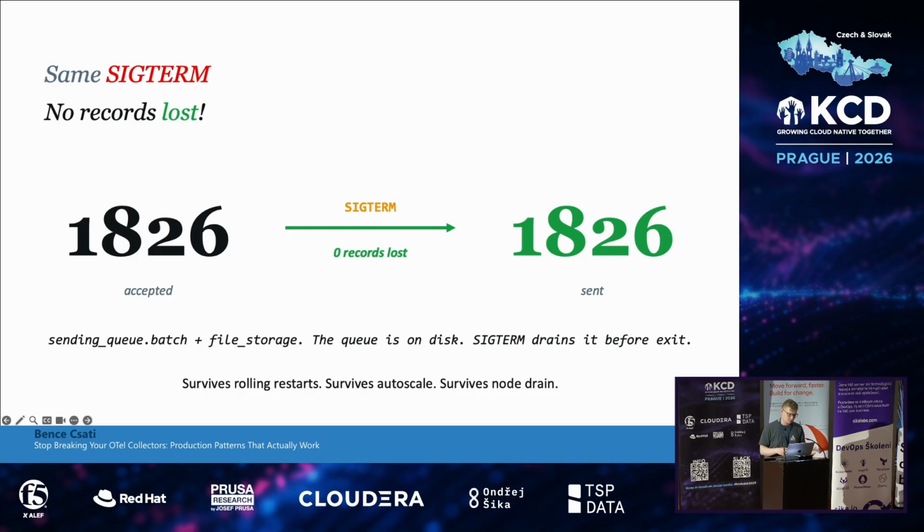So if a SIGTERM arrives, the disk queue will be drained to the disk before the process finishes, and on the next run, after you finish your upgrade or restart or something like that, the collector will just pick up where it left off. Simple as that. So it will survive your rolling restarts, your autoscales, your node drains, and so on. If you can move from the processor batching to the output batching, it will be better for you.